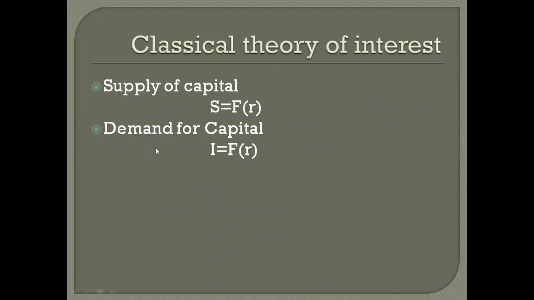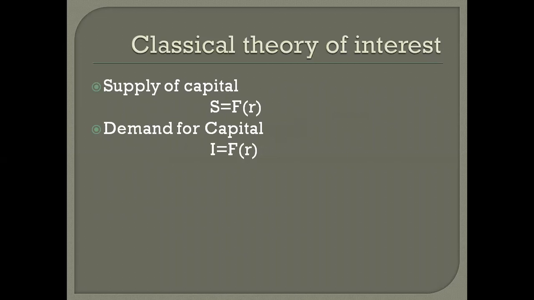Then we have demand for capital. What is demand? Demand for capital basically is related with capital goods only. If you want to purchase machinery, if you want to purchase land and building, then you make investment. With the use of capital goods, there is always increase in the demand for capital, right?